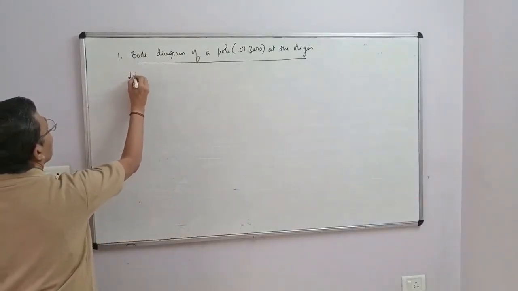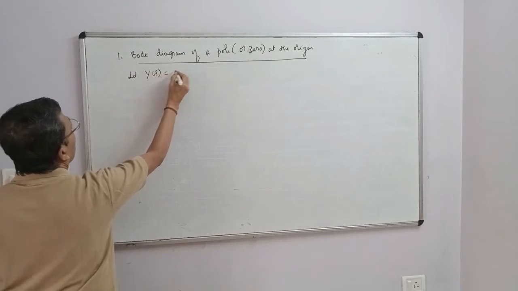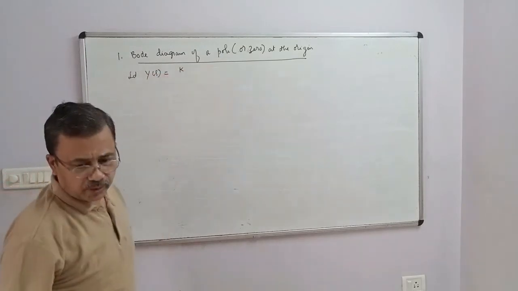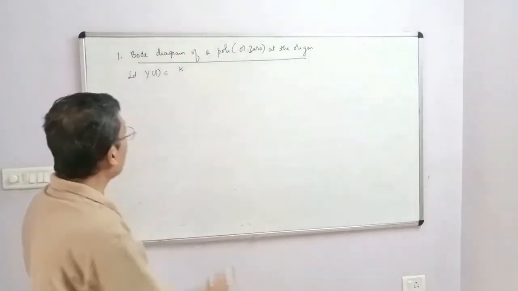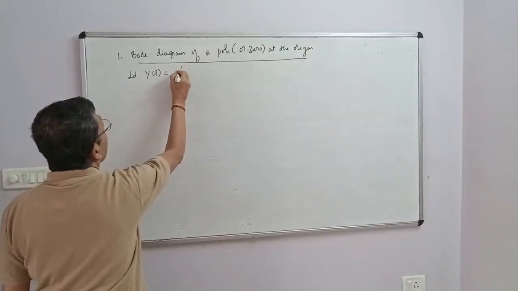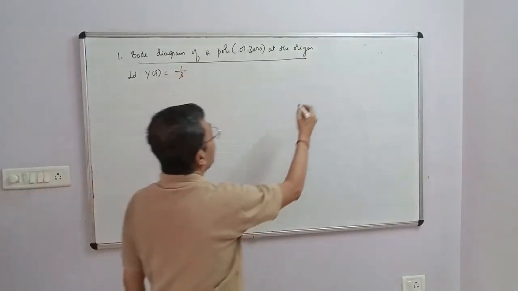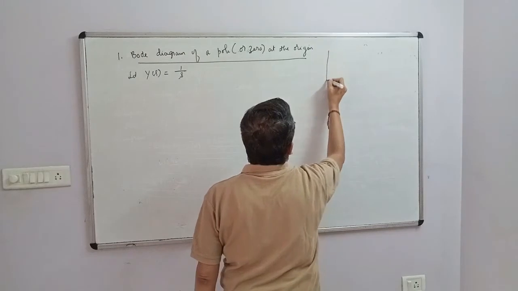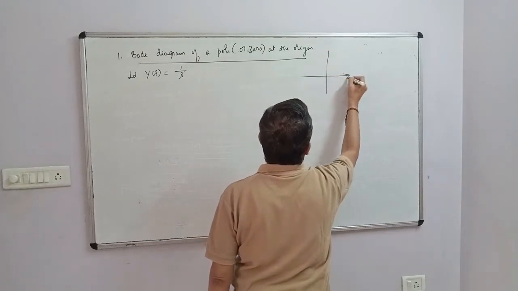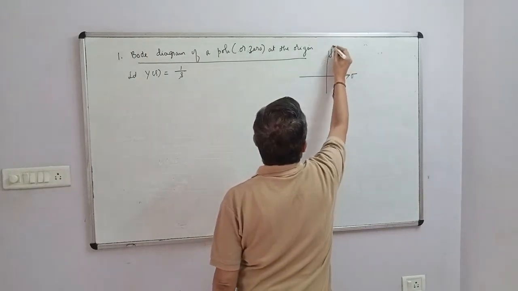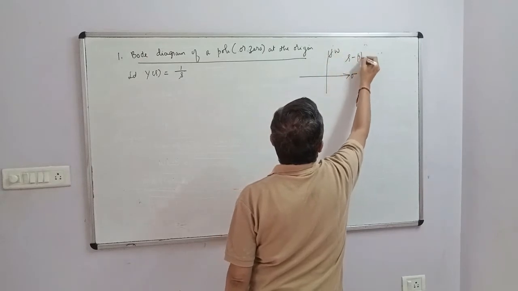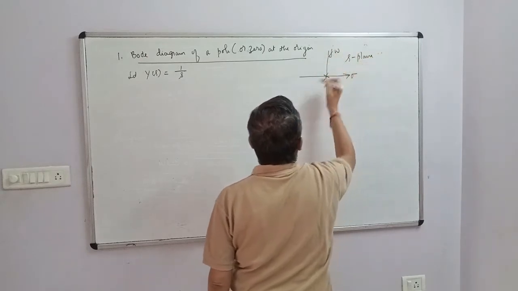Let y of s be equal to 1 over s. So if you plot this on the s plane, which is a complex plane having real axis sigma and imaginary axis j omega, the pole is at the origin.